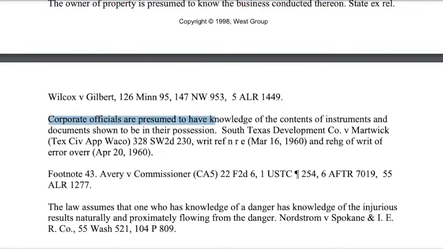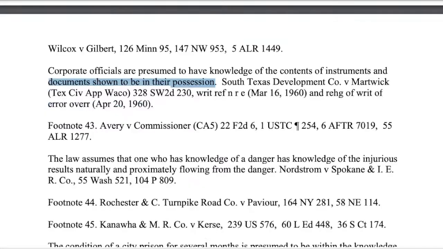Corporate officials are presumed to have knowledge of the contents of instruments and documents shown to be in their possession. Wow. The law assumes that one who has knowledge of a danger has knowledge of the injurious results naturally and proximately flowing from the danger. So one who has knowledge of a danger also has knowledge of the injurious results naturally and proximately flowing from the danger. Wow.